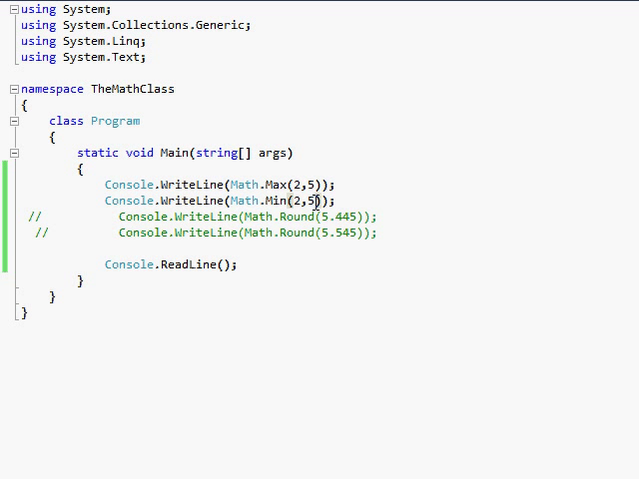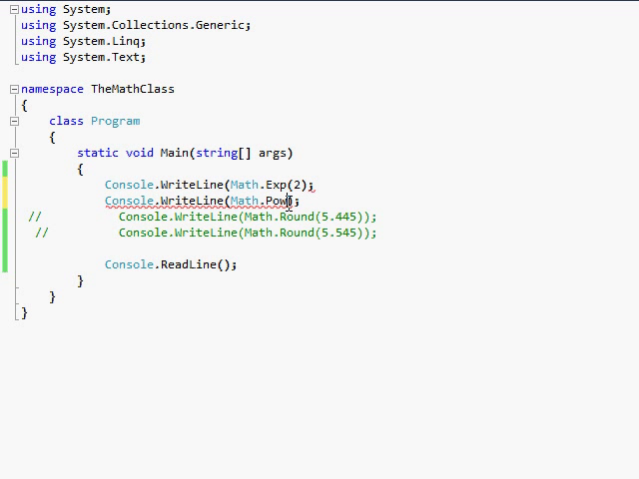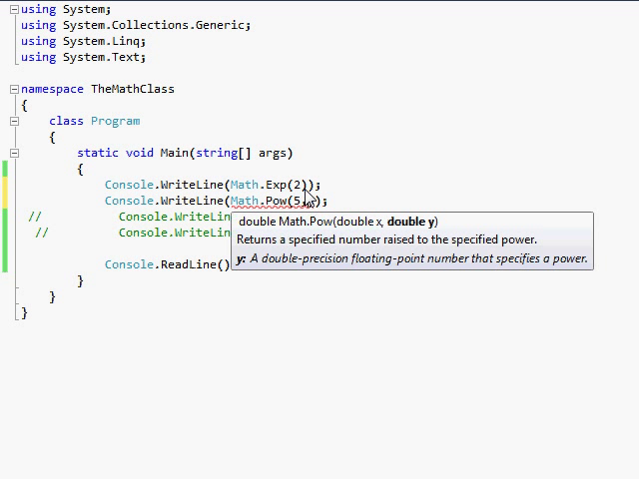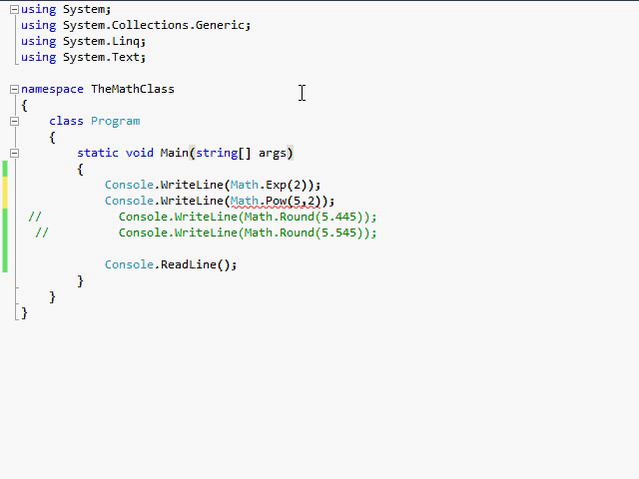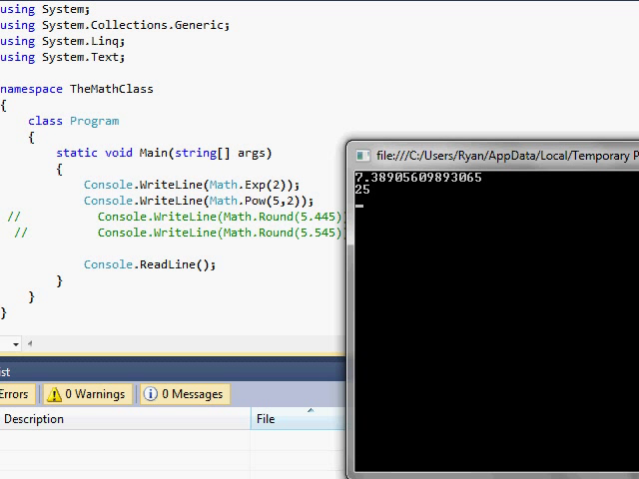Power and exponent. Math.pow, which I actually showed you in the previous video, I believe. Let's do math.exponent. Let's just do squared. And then that should be that. And then this is going to be like 5 comma 2. So it prints out 25 because it's 5 squared.